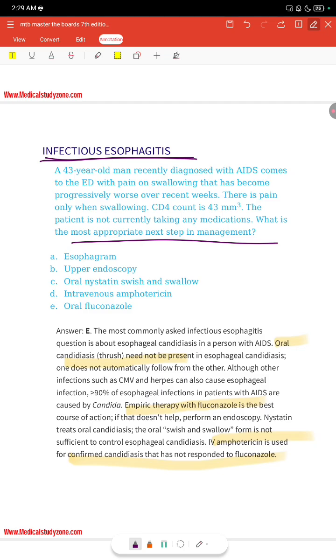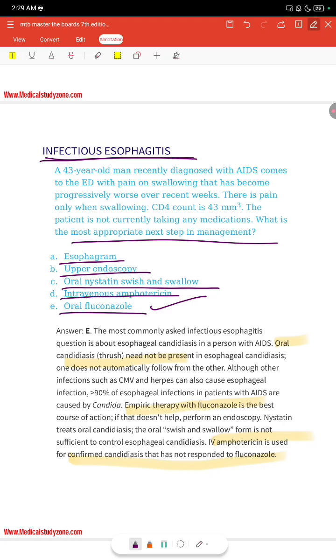So there are these options: esophagram, upper endoscopy, oral nystatin swish and swallow, intravenous amphotericin, oral fluconazole. So the best answer is oral fluconazole. The most appropriate next step in management is giving oral fluconazole.